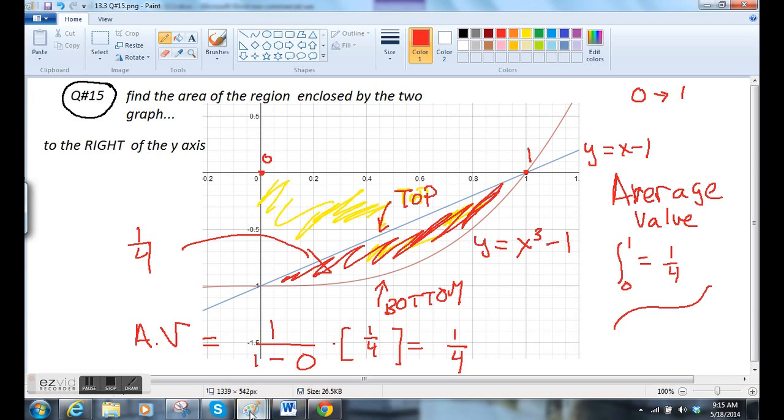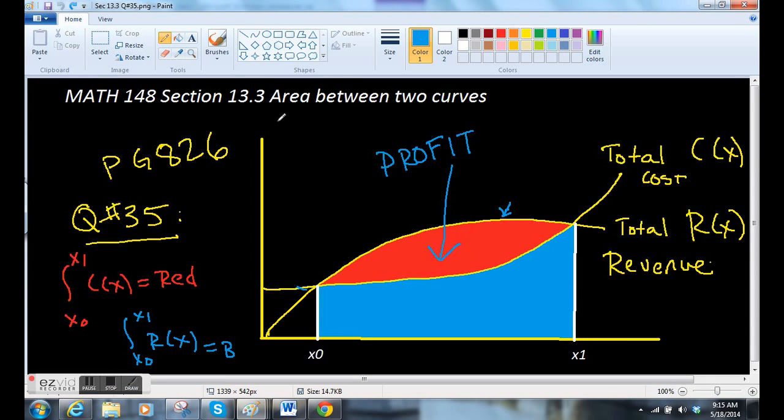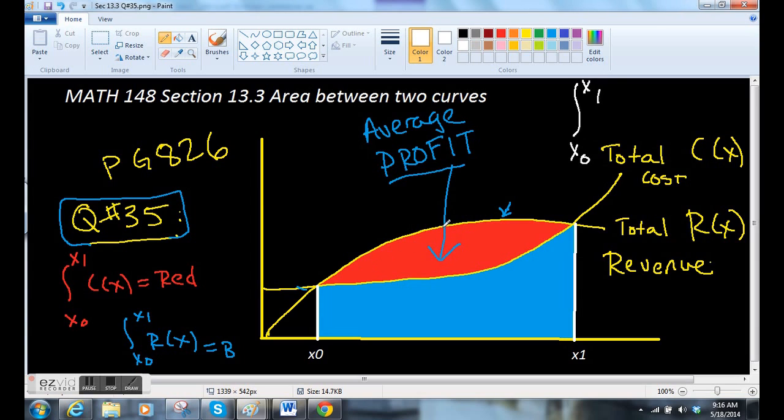Here's another problem that shows this. Do you remember this guy? So here's our question number 35, and this question asks to find the average profit over this region. So the average profit over this region, I'm going to use white, we're going to take the profit, going from starting here, x0, going to x1. We want the red region because the profit is where the revenue is bigger than the cost. So this is revenue and this is cost. So we're going to take the revenue function because it's on top minus the cost function.